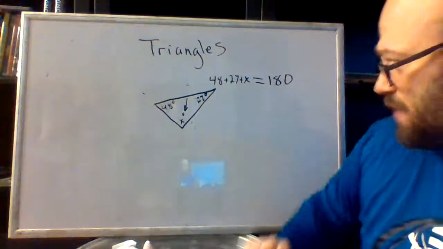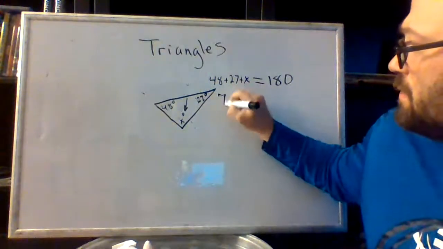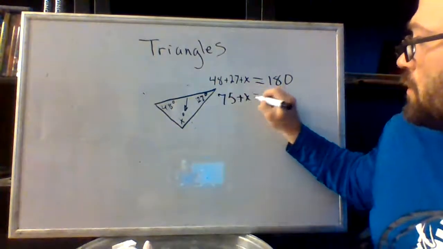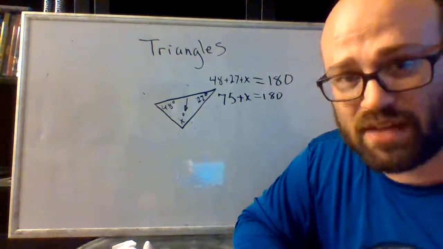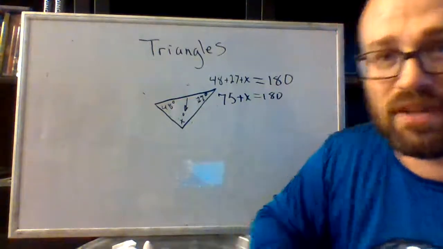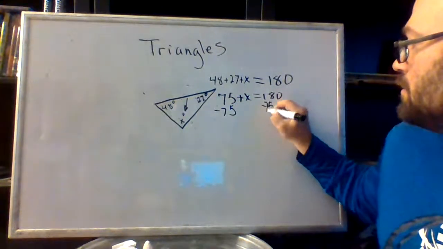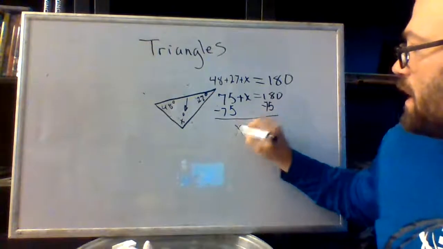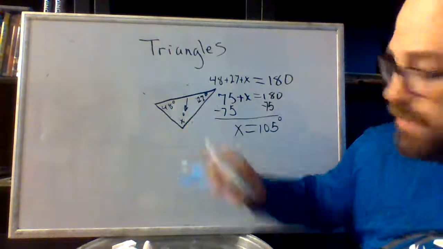We can add those together, and that's going to give us 75 plus X equals 180. And we know how to do a one-step equation. Subtract 75 from both sides. We can find that out by subtracting 75, inverse operations. And that gives us X equals 105 degrees. So that one is 105 degrees.